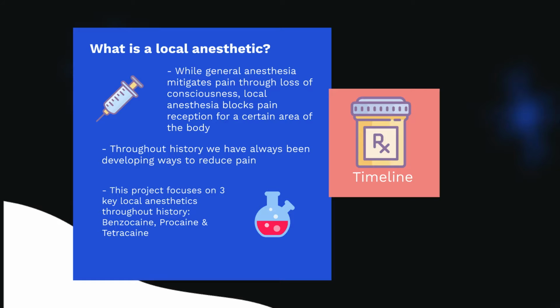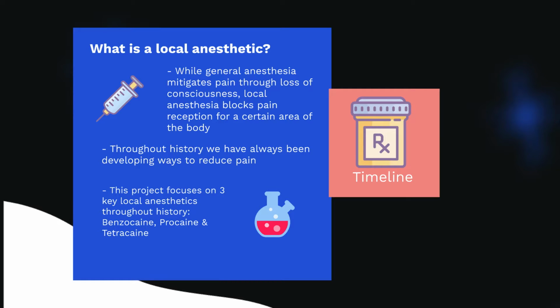Let's first begin by asking the question of what is a local anesthetic. While general anesthesia works by using loss of consciousness, local anesthetics work by blocking pain receptors in the body. Now, organic chemists have always been interested in developing new molecules to deal with and avoid pain.